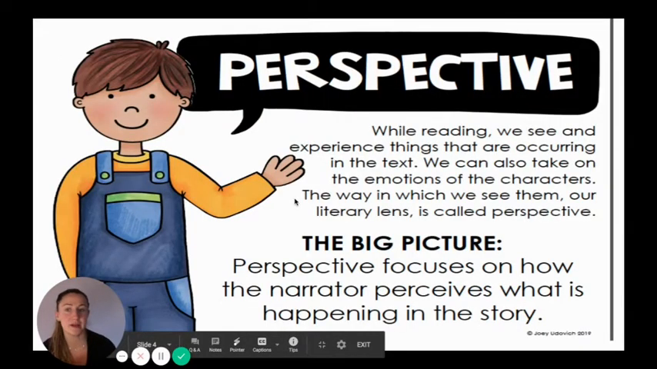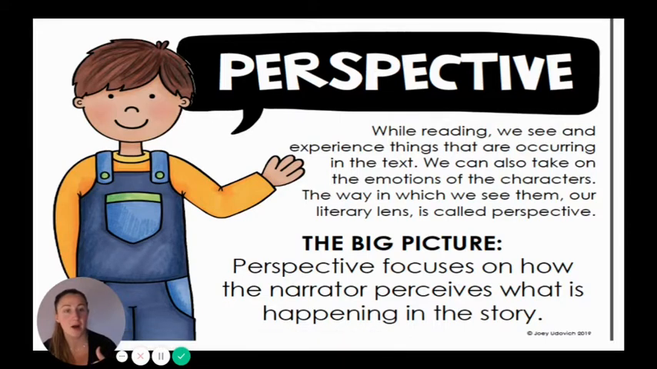So, when we're talking about a character's perspective, as you see here, while reading, we see and experience things that are occurring in the text. And we take into consideration how the characters are feeling and their emotions. And we're kind of looking at the story through their eyes, through their lens, which we call perspective. So, really, perspective focuses on how the narrator perceives what is happening in the story. If we were talking about The Tiger Rising, one of the main characters is Rob, and we actually experience everything from his point of view.